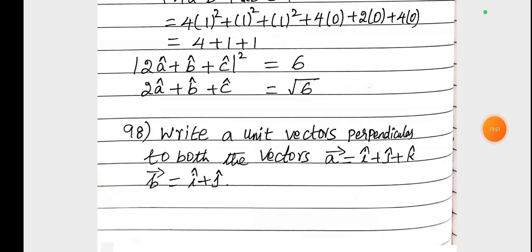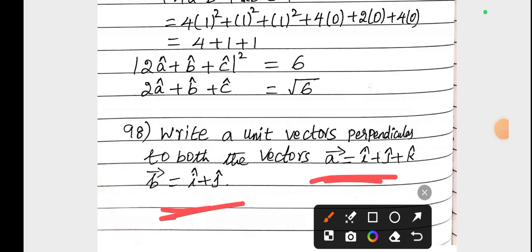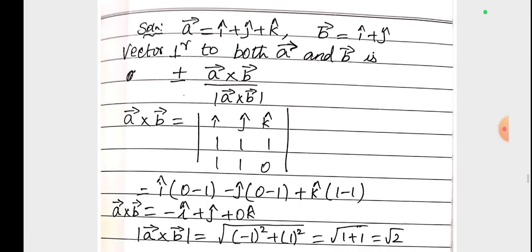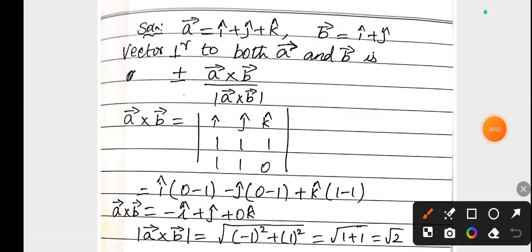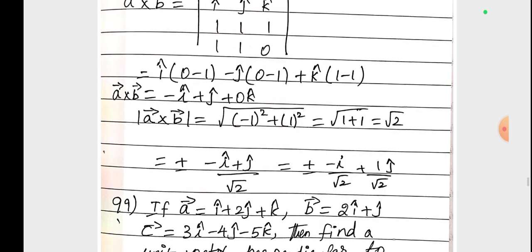Then you are getting 98th question, unit vector perpendicular to both the vectors. A vector and b vector is given. We know unit vector perpendicular to both vectors, now the formula we have already done even in this video: plus or minus a vector cross b vector by magnitude of a vector cross b vector. As usual, do the a vector cross b vector by using the determinants, children. You know how to do it, and we get the value.